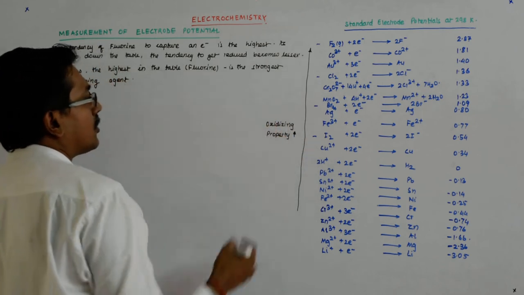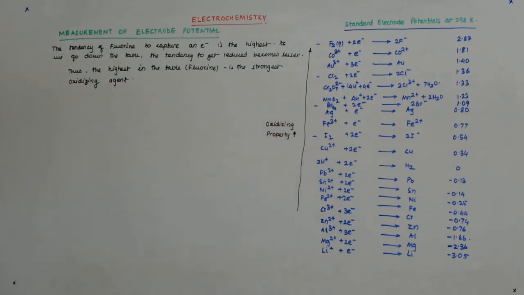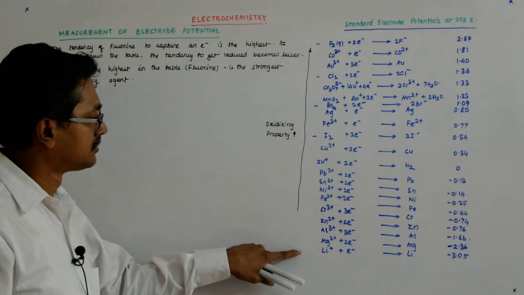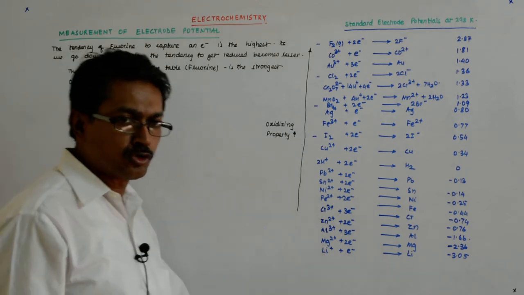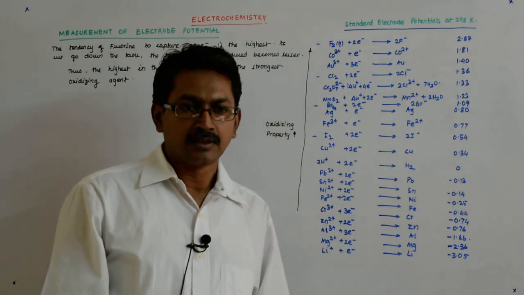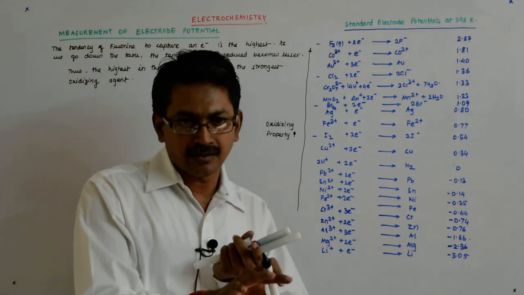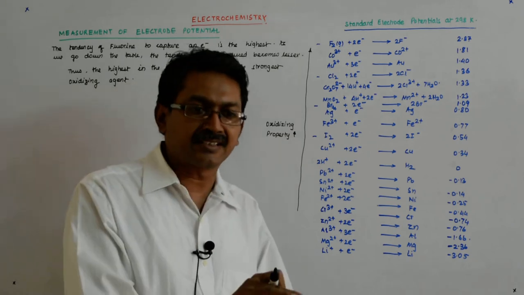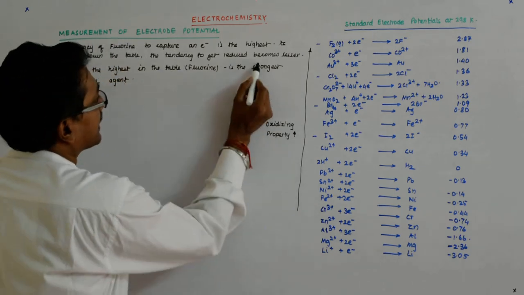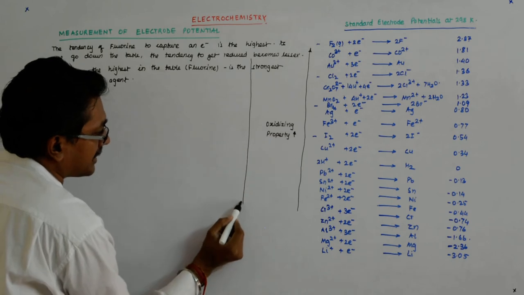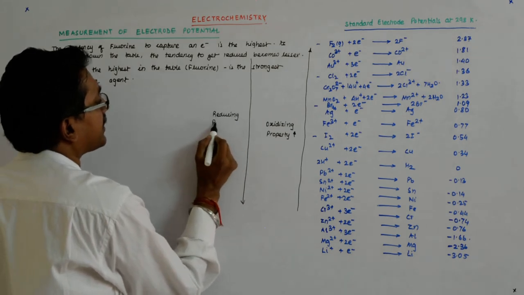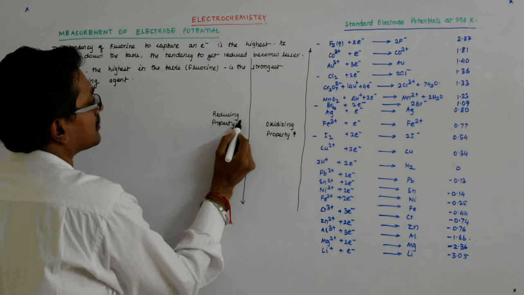Property increases as you go up. Here, what happens here? Their tendency to get reduced is very less. So that means their tendency to give the electrons is more. And if they give electrons, there must be some acceptor. So whomsoever they are handing over their electrons gets reduced. So these act as reducing agents. So the tendency to reduce something increases like this. So as I go down, the reducing property increases.